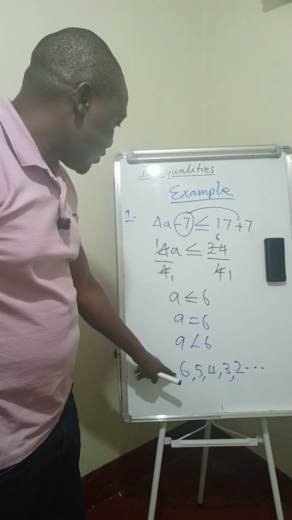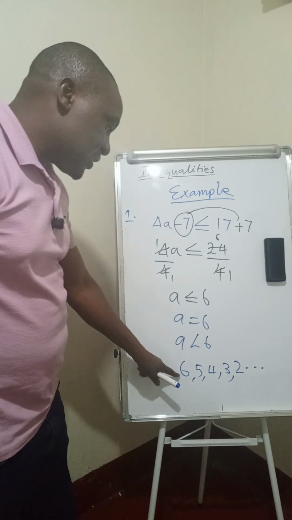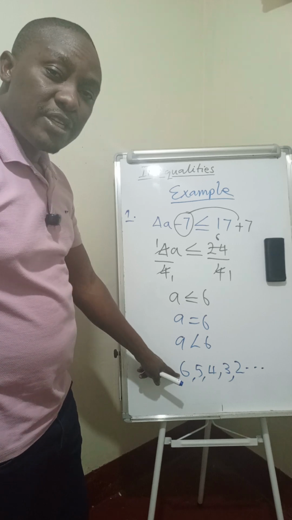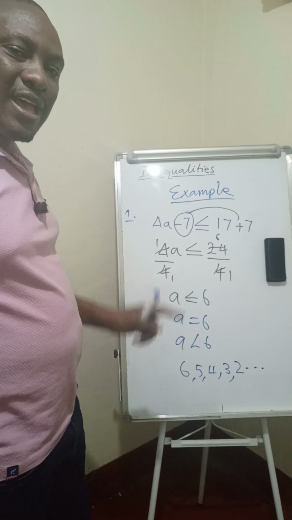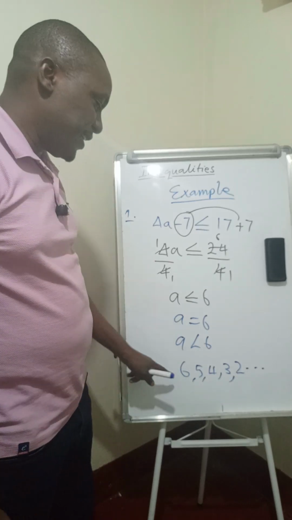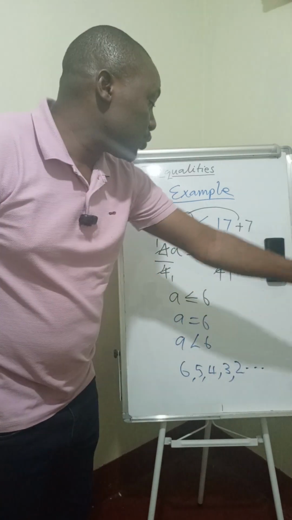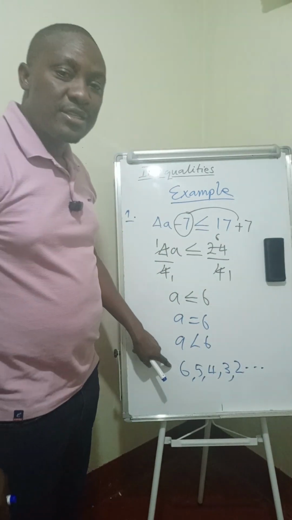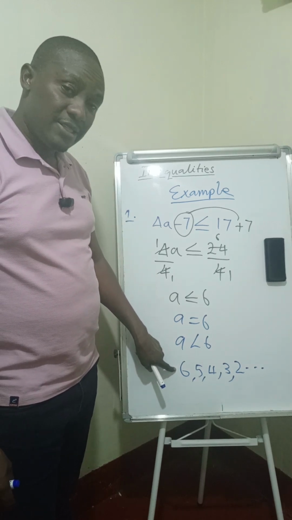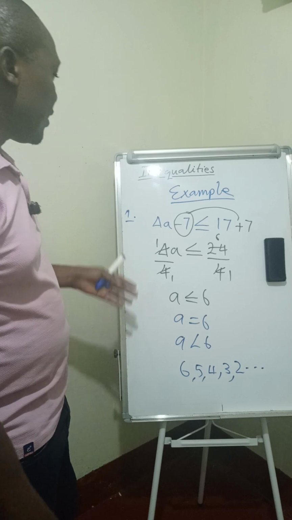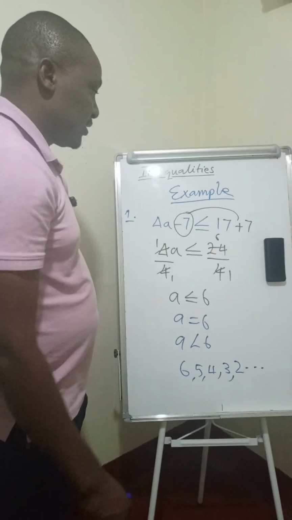We can easily now say the value of a, that 6 is the highest. So we can say the highest value of a is 6. The highest, but the least we can't say here because it continues. But we are sure that the highest value of a is 6. So we have said the value of a is at most 6. Very good.